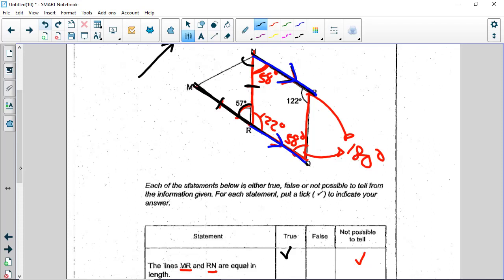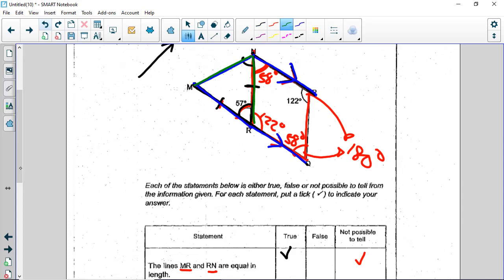So why is it equal? Why are the black lines equal? Can we prove it? Mr. will put not possible to tell. Why not possible to tell? Because we are not sure. This and this could be equal also, right? These two sides, or these two lines could also be equal.